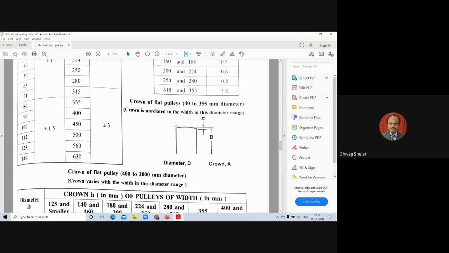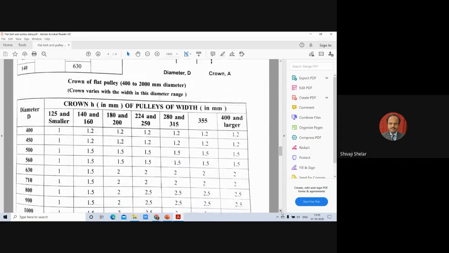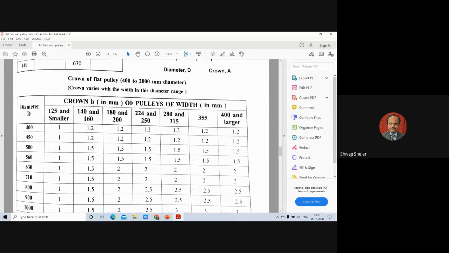If your pulley diameter is not large, then axial thrust on the belt will cause the belt to slip from that pulley surface. And if you have a crown surface, there is very little chance of slipping of the belt from the pulley. So if your pulley diameter is big, then you need to provide a proper value of crown. There is a table available for it, so you can see how much crowning effect has to be provided.